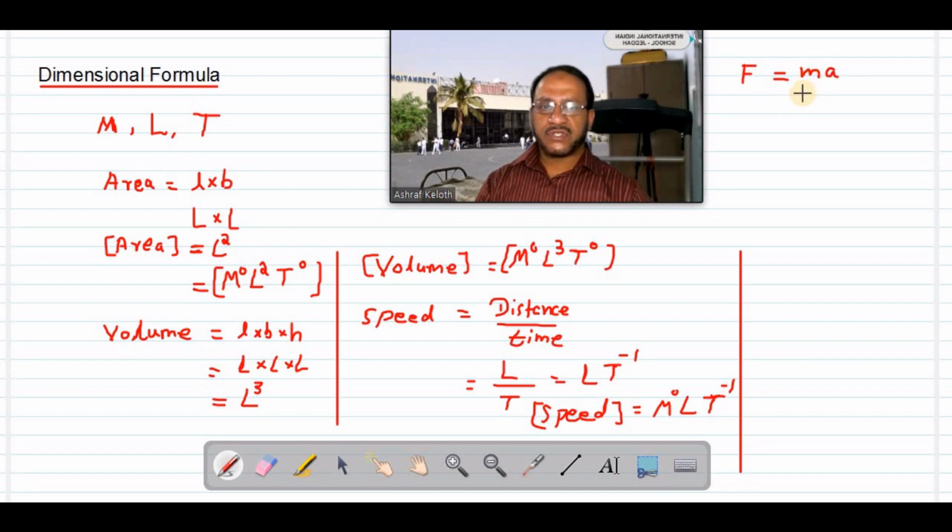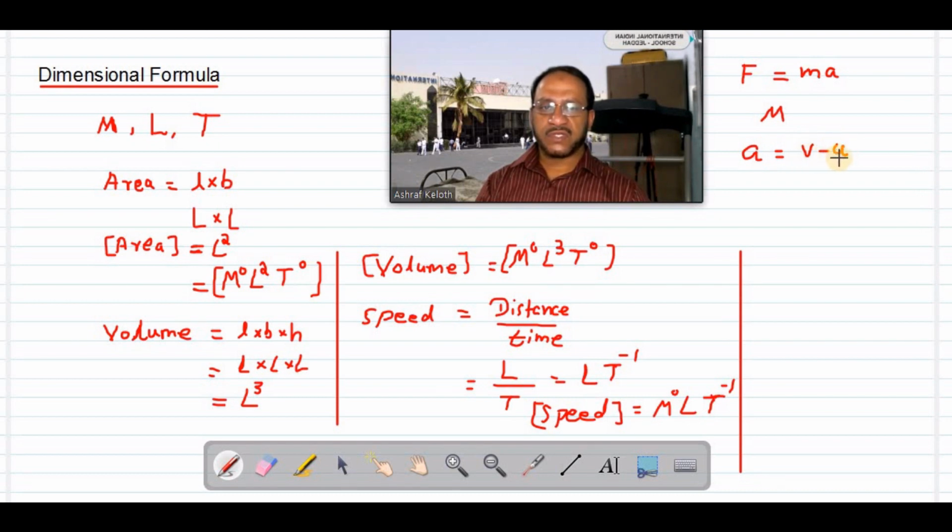So to get the dimension of force, we need the dimension of mass and the dimension of acceleration. First of all, the dimension of mass is capital M. And acceleration we have to find out. The equation for acceleration is the change in velocity by time. You remember the equation from 9th standard.